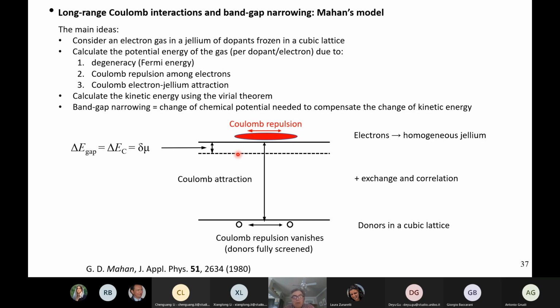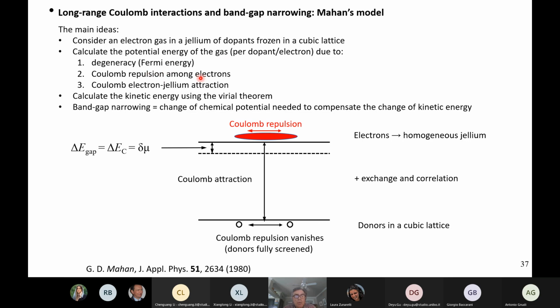So in this model, the narrowing of the band gap is happening totally in the conduction band. Nothing much happens in the valence band. This is a simplified model, but it agrees quite well with the experiments. So what we do is we consider this simplified model. The dopants are frozen in a cubic lattice. We calculate the total potential energy, or the total energy if you wish, by looking at the total kinetic energy due to the Fermi energy. Let's call it kinetic energy.